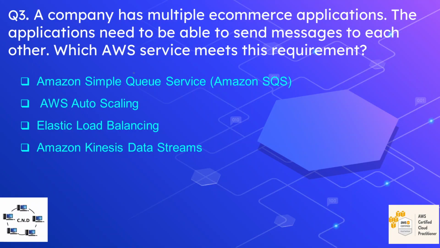Question number 3 is: a company has multiple e-commerce applications. The applications need to be able to send messages to each other. Which AWS service meets this requirement? We have option A, Amazon Simple Queue Service, that is Amazon SQS, B, AWS Auto Scaling, C, Elastic Load Balancing, and D, Amazon Kinesis Data Streams. And the correct answer is Amazon Simple Queue Service, or Amazon SQS.